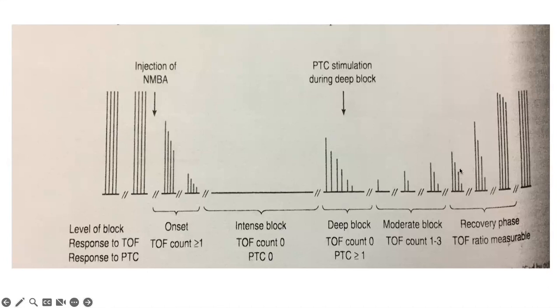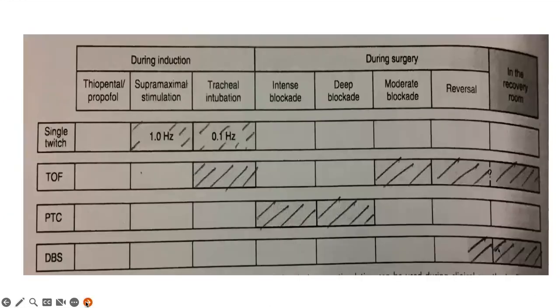Once you have a train of 4 count of 4, then you can calculate your train of 4 ratio. So remember, the train of 4 ratio is the 4th twitch to the 1st twitch. Without 4 twitches, you have a train of 4 ratio of 0. You can't calculate it. Only when you have 4 twitches are you able to calculate the train of 4 ratio.